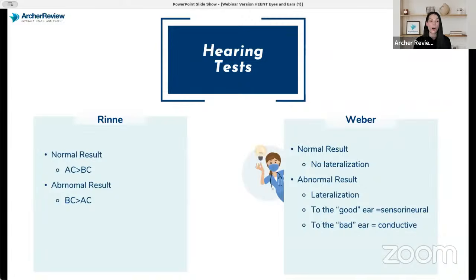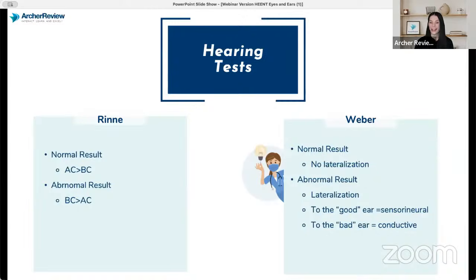So just think of all the C's with this test. It only tests for conductive. AC, BC, Rinne. I like to rhyme them all together there. Things that can throw this off are things you can see. Again, with the C's, if you see it, conductive hearing loss. Might be an otitis media or something like a cholesteatoma. If you can see it, we're thinking conductive hearing loss, and they will have an abnormal Rinne test.